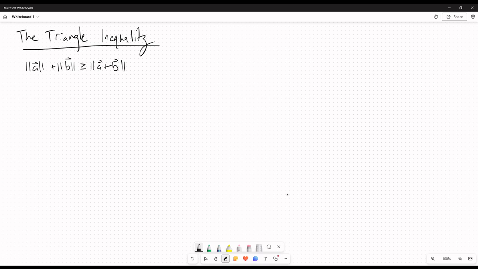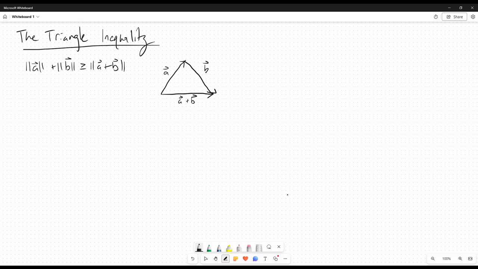And I'll draw a nice picture which shows why this is true in cases that make sense to us. That's actually not how I really wanted to draw this picture, but here we are. Okay, let's say this is A. Let's say this is B. And here is A plus B.